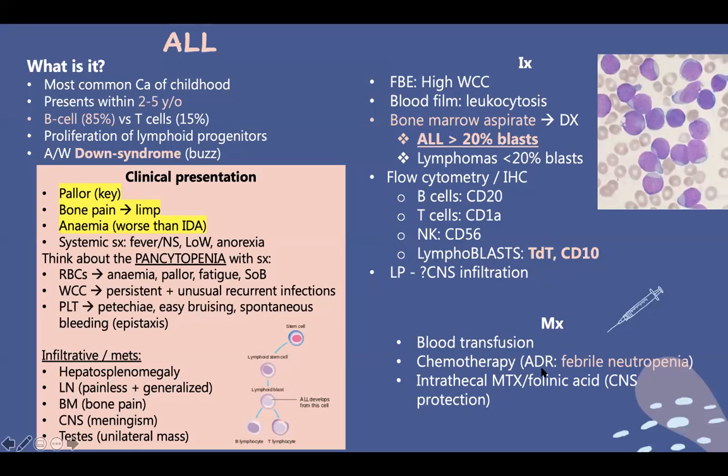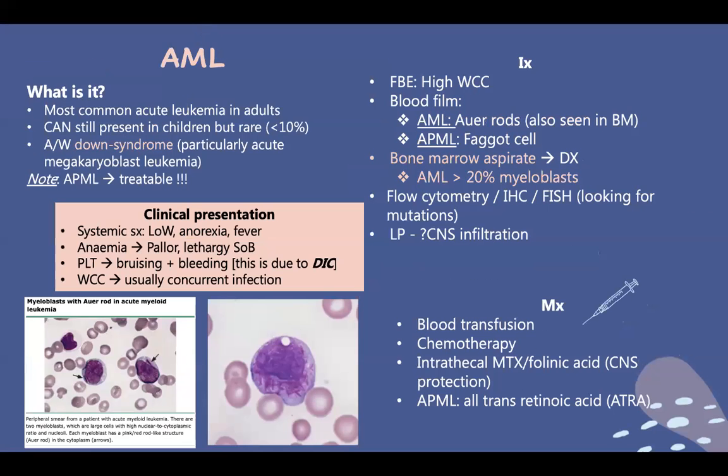Obviously chemotherapy. There are some questions asking what the common complications are. Febrile neutropenia is one of the most common complications of chemotherapy. You don't really have to know the drugs, I don't believe, but you should probably know that there's intrathecal administration, which just means a lumbar puncture, of methotrexate and folic acid to protect against central nervous system infiltration. AML I won't cover, but essentially your buzzwords are Auer rods and multiple Auer rods as well. Same thing. And APML you treat with all-trans retinoic acid.